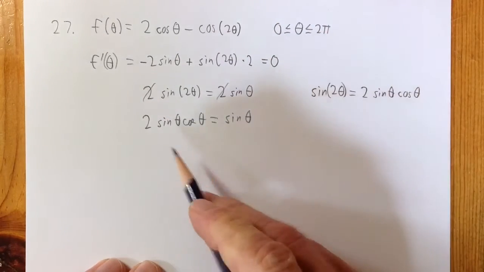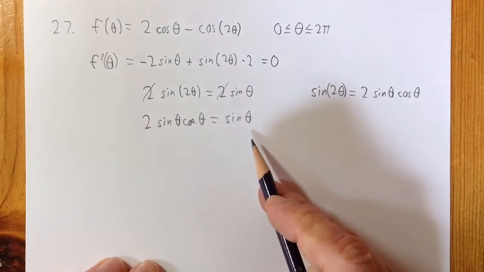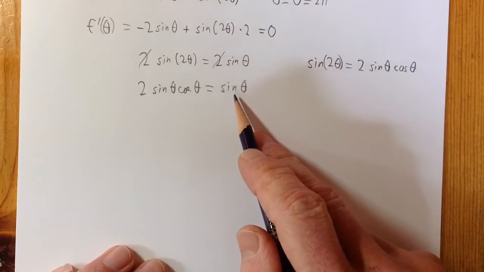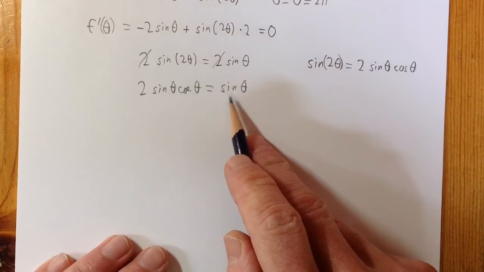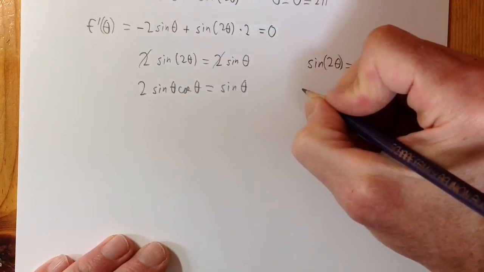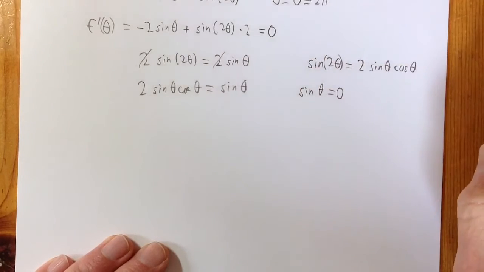Well, clearly we can divide both sides by sine of theta. However, before we do that, sine of theta can be 0, and we don't want to divide by 0. If sine of theta is 0, we have 0 on both sides. So one solution is when sine of theta equals 0.